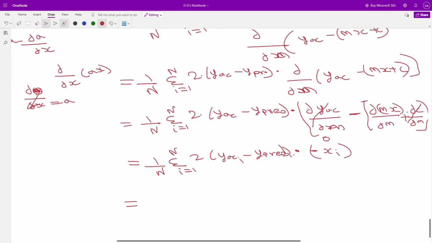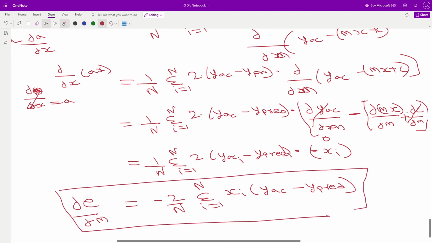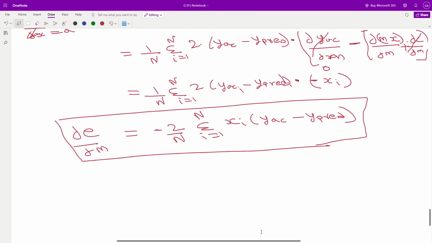Now if I want to write the final equation, I've solved this derivation, and finally the equation will be something like this. If I take this minus outside, minus 2 by n into the summation of i is equal to 1 to n, xi into (y actual minus y pred). This is the final equation for dou E by dou m. That's it. Simple, right?